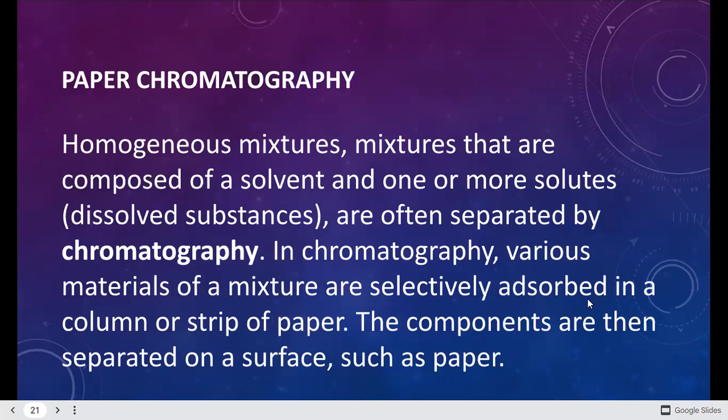Paper chromatography. Homogeneous mixtures that are composed of a solvent and one or more solutes or dissolved substances are often separated by chromatography. So how can we do chromatography? In chromatography, various materials of mixtures are selectively absorbed in a column or strip of paper. So we need to put a strip of paper.